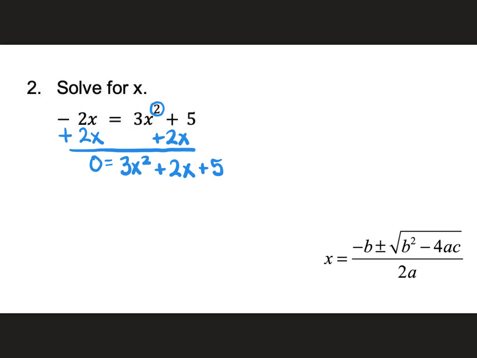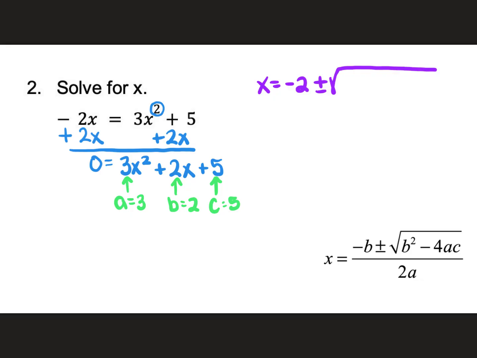Now that it's in standard form, we can label A, B, and C. A, again, is the coefficient with the x squared. B is the coefficient with x, and C is the constant. And then we're going to substitute into our equation. So x equals the opposite of b, so the opposite of 2, plus or minus. We got a big square root. We need our b squared, so this time it's 2 squared minus 4 times our a, which is 3, times our c, which is 5, all divided by 2 times a, which is again 3.